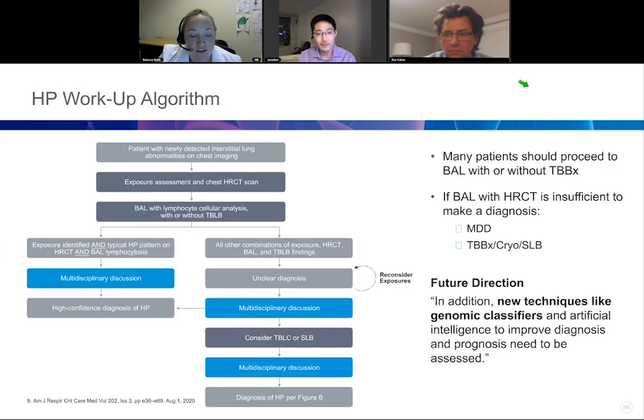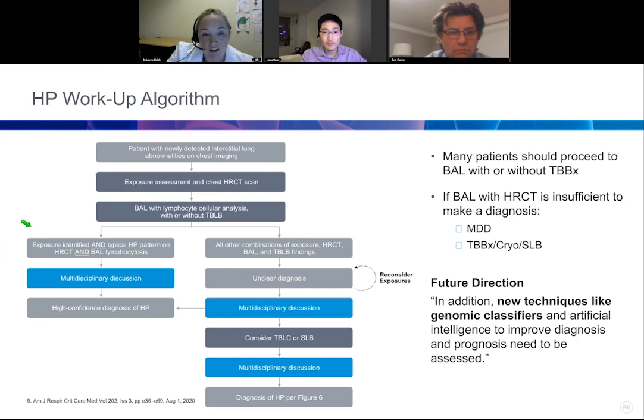So in this publication, it helps us with a diagnostic algorithm, kind of what we've used for IPF in the past. And this can be a helpful tool to try to work through how to use the data. And so the first thing is that you look at a patient with ILD, and then you do a detailed exposure assessment and a high-resolution chest CT. Then moving on to a BAL, looking for lymphocytes, and/or transbronchial biopsies.